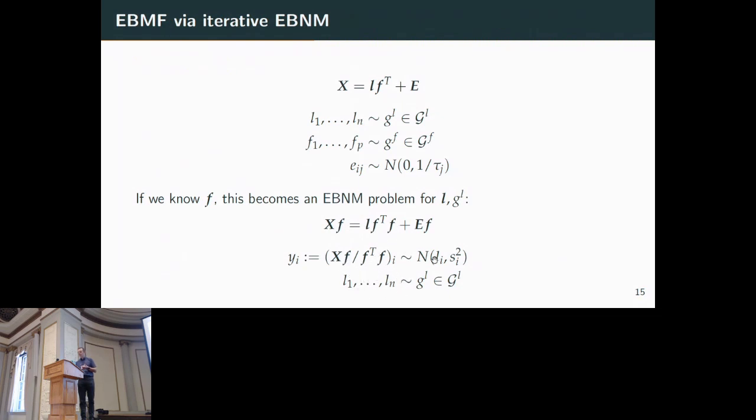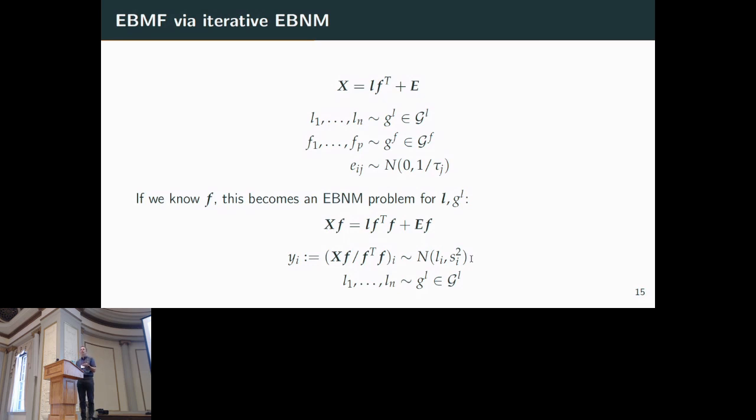And so, if you divide by F transpose F as well, and call that Y, so Y is XF divided by F transpose F, then it has mean L and some variance that you know. So essentially, the idea is that if you knew F, estimating L is just a set of n numbers, and they have a prior GL, and that becomes the normal means problem. So you can solve it by applying the empirical Bayes normal means software.